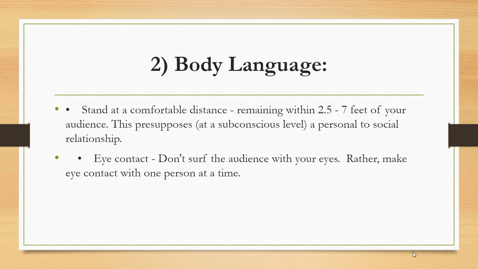Fine. Eye contact. Okay, standing at 7 feet, that is good. How should your eye contact be? Don't sweep the audience with your eyes. Rather, make eye contact with one person at a time. Yes, don't look around like that, you cannot see any person. Look at one person for a second, then again at another one, and so on.